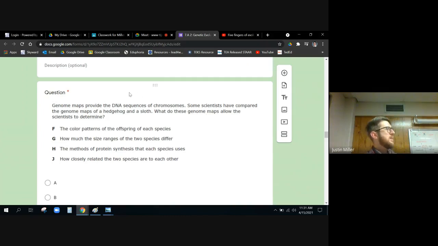So by looking at the DNA between the sloth and the hedgehog, what can we determine? Can we determine the color patterns of their offspring? Can we determine how much the size ranges differ? Can we determine the method of protein synthesis, or can we determine how closely related they are? Say it louder.